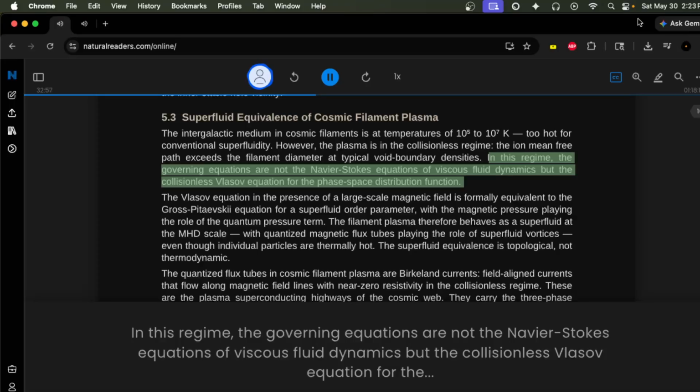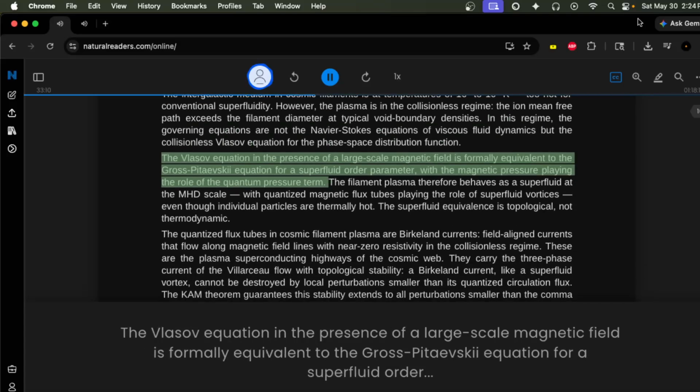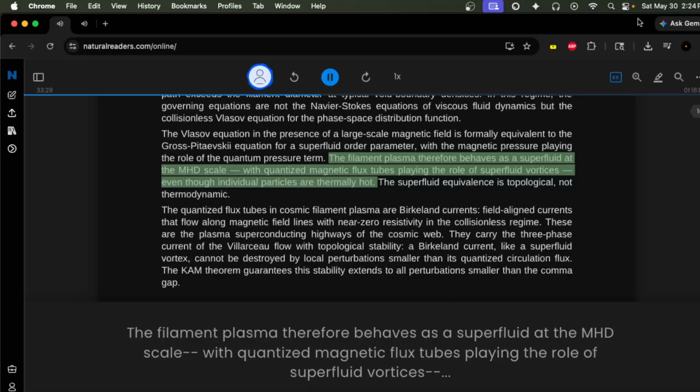In this regime, the governing equations are not the Navier-Stokes equations of viscous fluid dynamics but the collisionless Vlasov equation for the phase space distribution function. The Vlasov equation in the presence of a large-scale magnetic field is formally equivalent to the Gross-Pitaevskii equation for a superfluid order parameter, with the magnetic pressure playing the role of the quantum pressure term. The filament plasma therefore behaves as a superfluid at the MHD scale, with quantized magnetic flux tubes playing the role of superfluid vortices, even though individual particles are thermally hot.